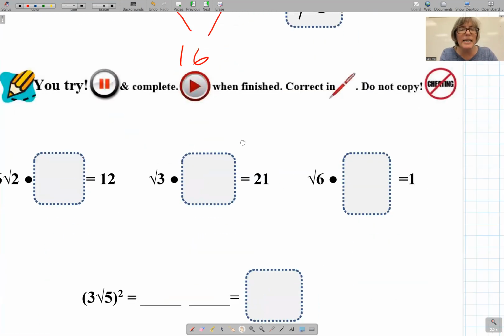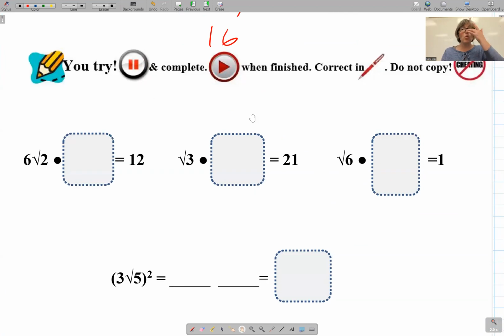Ready? Please take the time to do this yourself. Do not just copy. You're going to get out your red pen, pause the video, and do this in about 30 seconds. Go.